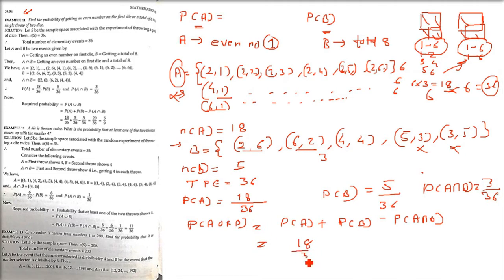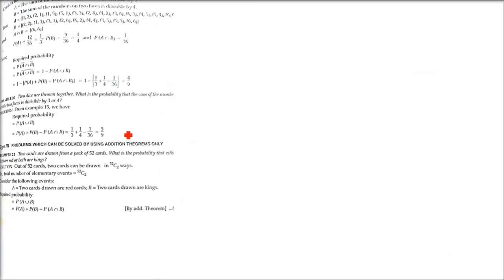So let us put it here: 18 by 36 plus 5 by 6 minus 3 by 36. Okay, this is going to be 5 by 9. So we applied the definition and then we applied the formula also.